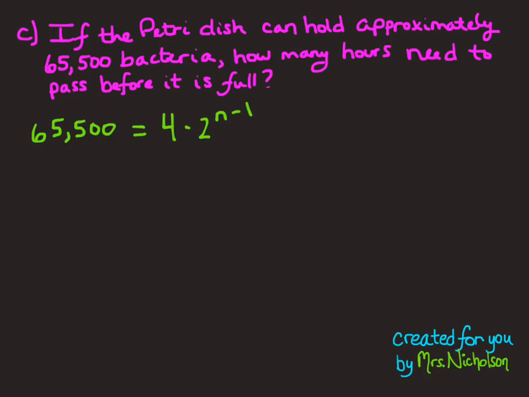If I'm going to solve this equation, it is an exponential function on the right, and so the first thing I'm going to do is divide by 4, and so I get 2 to the n minus 1 is equal to 65,500 divided by 4, which is 16,375. So now I have an exponential, and I need to undo that exponential so I can get the n out of the exponent. I'm going to use a log with the base of 2, since the base of my exponential is 2. So I'm going to log base 2 both sides.